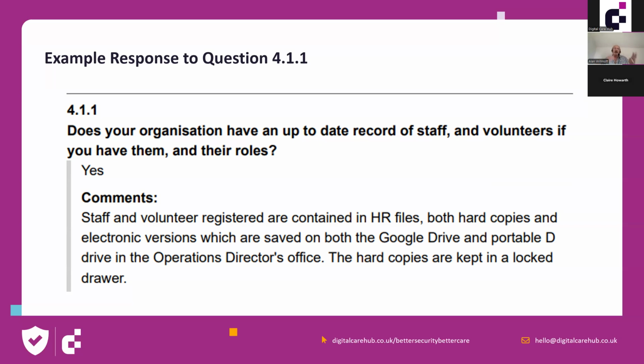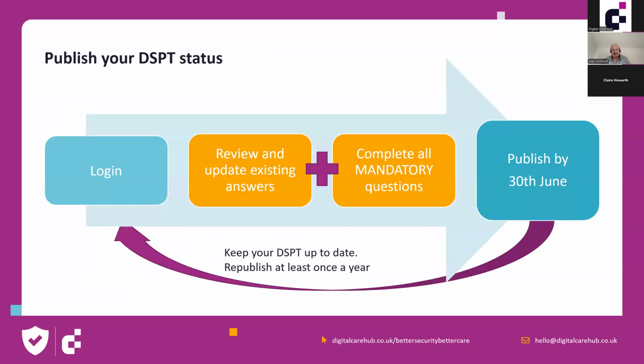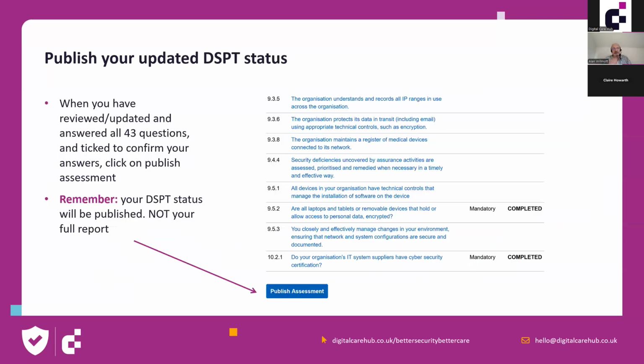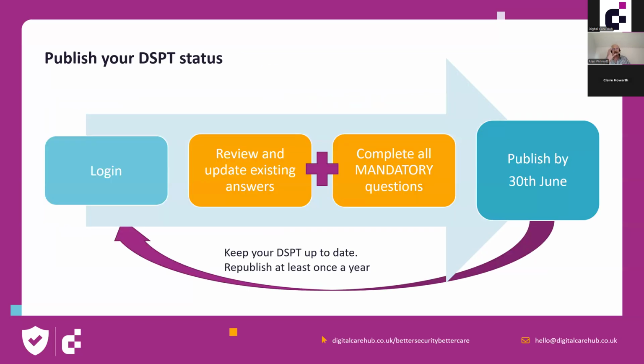So let's have another look at the overview in terms of the process for the DSPT. So publishing your DSPT status, which means letting the world know where you're at in relation to your DSPT. So again, if we can go back one, please. So again, it's log in, review and update, complete all the mandatory questions as a minimum, publish your assessment, and then we can move forward.